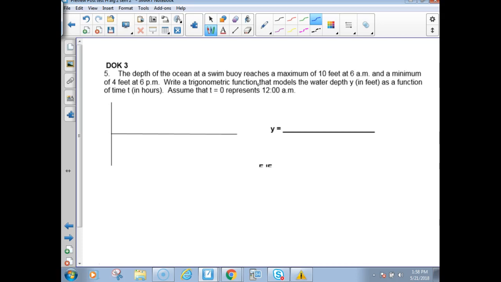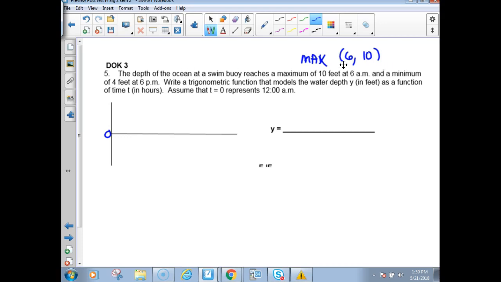All right, so write a trigonometric function that models the water depth. So do we have the exact same numbers, guys, now at this point? Okay, so if it's a time over time, and time would be your x-axis, if you have a max at 6 a.m. and time 0 is 12 a.m., that would be 6 hours later, and that would be your x value for the hours. And then your maximum height of 10 feet would be your y value. Okay, then let's look at the rest.